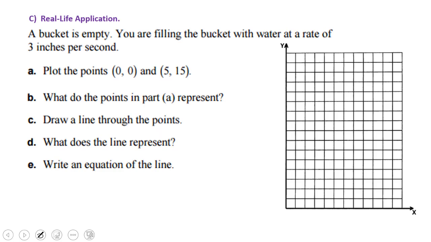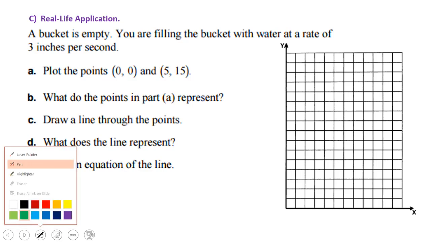Ladies and gentlemen, we have one last example before we call this lesson complete. Real life. It says, a bucket is empty. You are filling the bucket with water at a rate of 3 inches per second. Plot the point 0, 0, and 5, 15. Well, okay. 0, 0 is going to be easy to do, but I don't know about 5, 15.